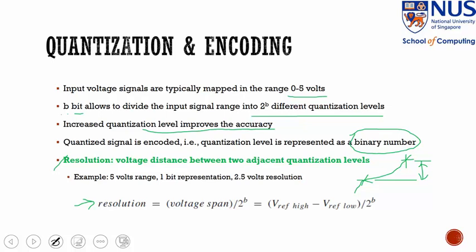So for example, if this point is represented as 0010, and I want this point to be represented as 0011, which is the next 1 bit higher, what is the resolution? What is the voltage distance between these two adjacent points in order to make sure that the next sample actually is represented by the next level in the binary system? So that allows me to capture the smallest amount of detail in terms of the changes in the analog signal.